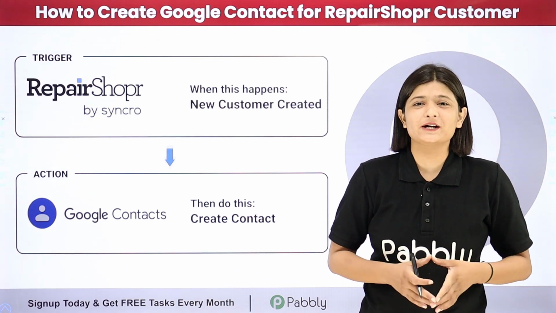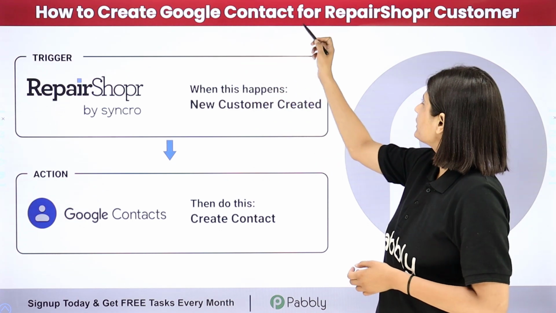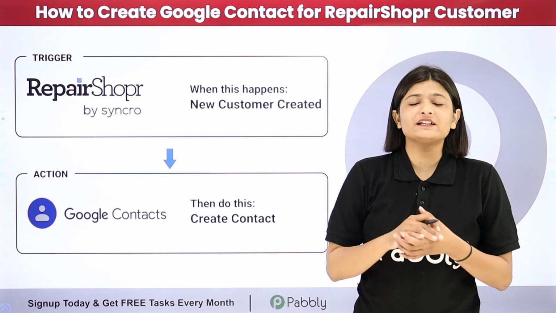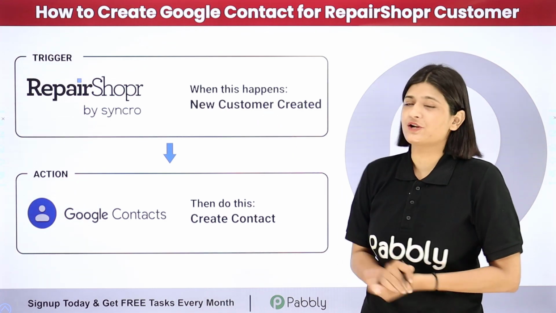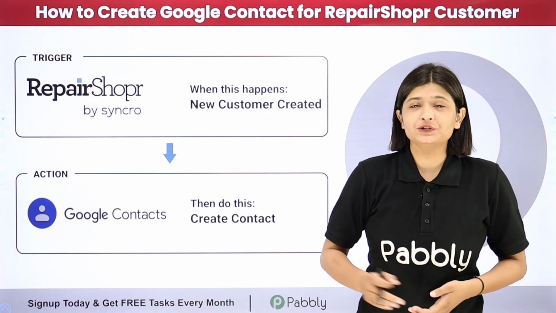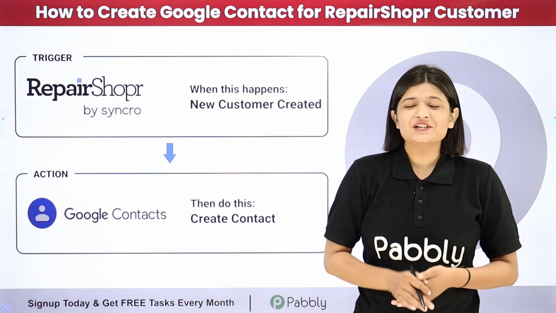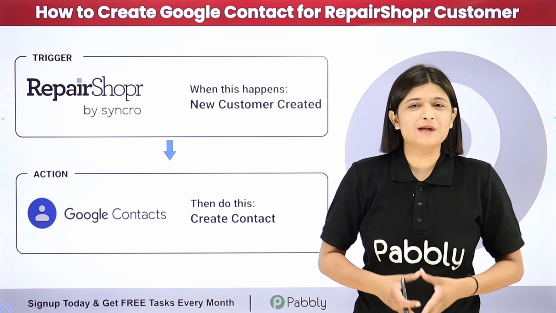So in this video, we are going to learn how to create a Google contact for a RepairShopr customer. Let's suppose I'm running a business and managing my customers with the help of RepairShopr. Now I want that whenever a new customer is created, a Google contact should be automatically created. So I can do this automation with the help of Pabbly Connect.